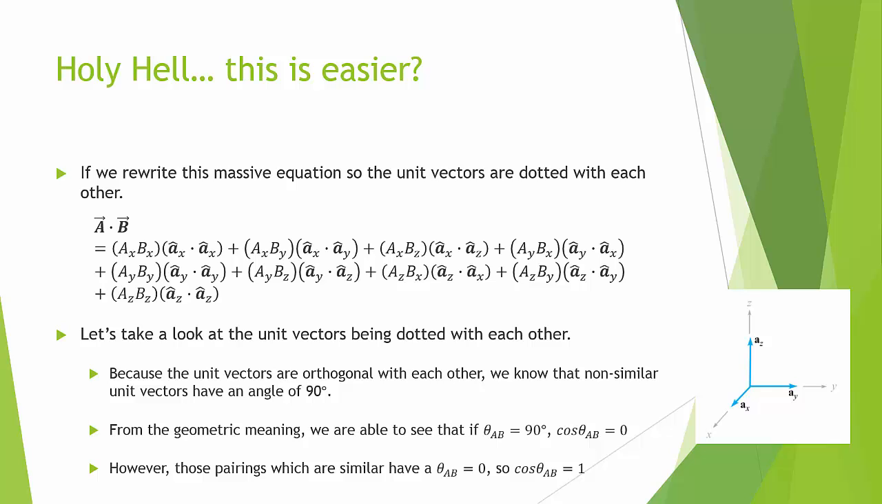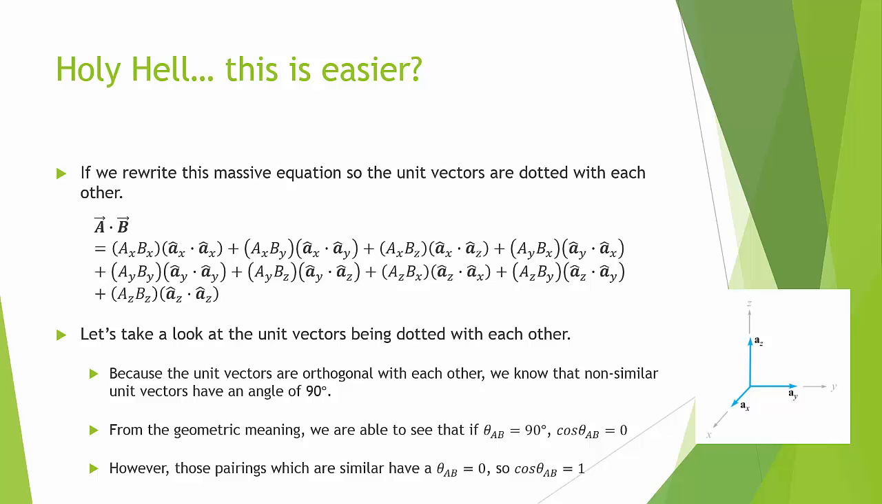So we know that these unit vectors for rectangular, a hat x, a hat y, and a hat z, are orthogonal with each other. So this means that as long as it's not a pair like a hat x and a hat x, as long as they're non-similar unit vectors, they're going to have an angle of 90 degrees. And once again, that's because of the orthogonality.